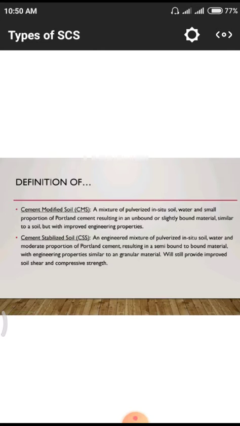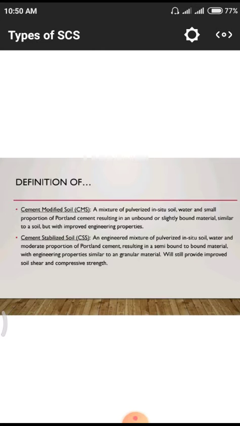After that we have to add some quantity of water and improve the engineering properties, not only chemical or physical properties. We need to improve engineering properties like compressive properties, tension properties, and shear. Likewise, we have to improve those properties.